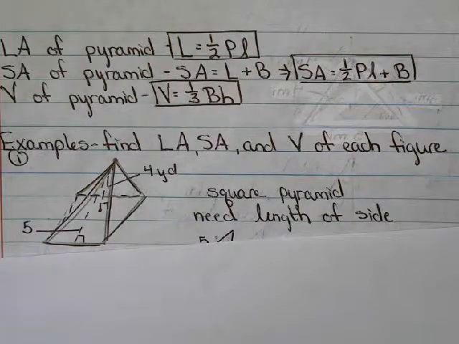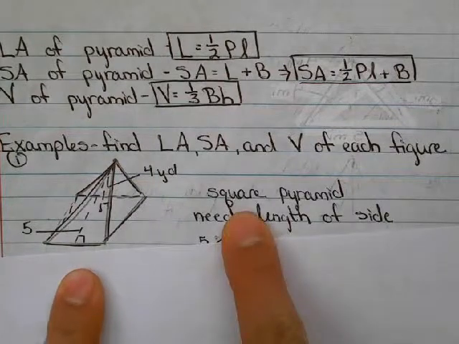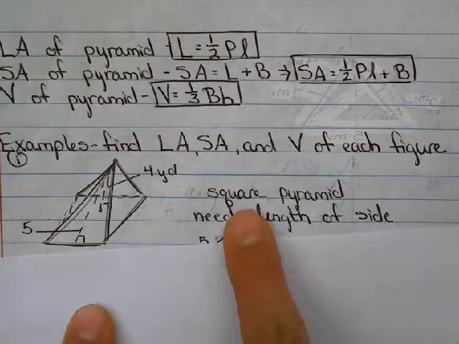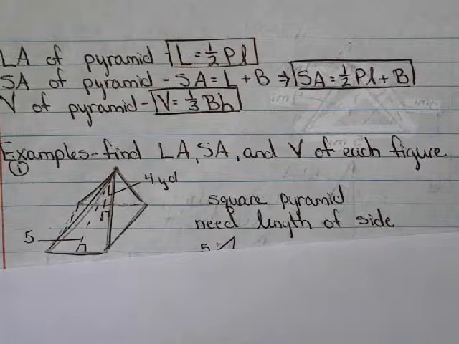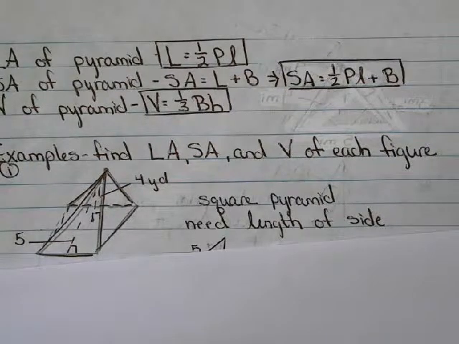Today we're going to talk about how to find the lateral area, surface area, and volume of a pyramid. So if you look at this first example here, I have a square pyramid. Now it doesn't look square, but I did say that it was square, so we're going to go with it. Square pyramid, of course, means that the base is a square, so we'll have to keep that in mind when we find different parts of it that we need.